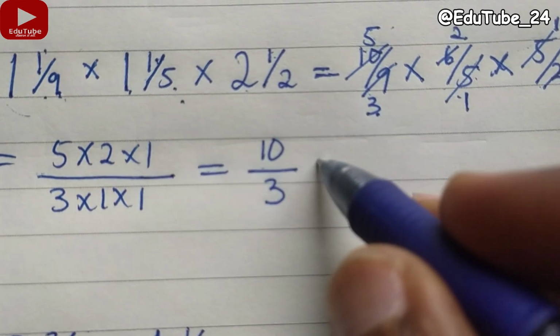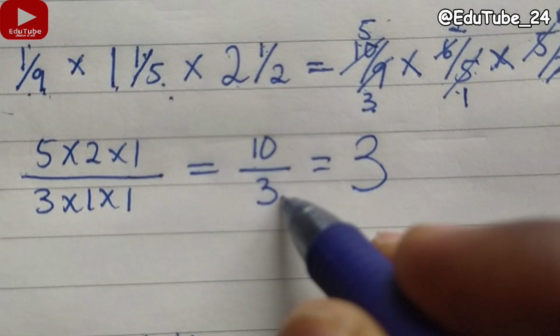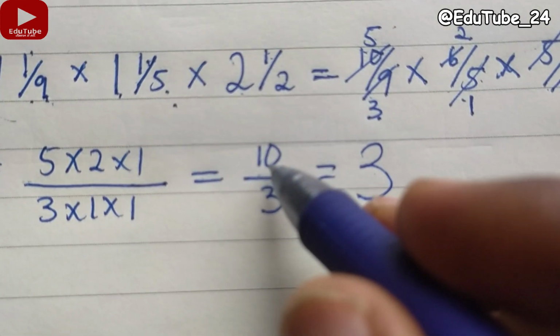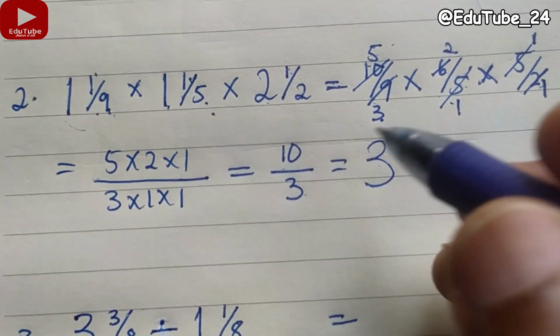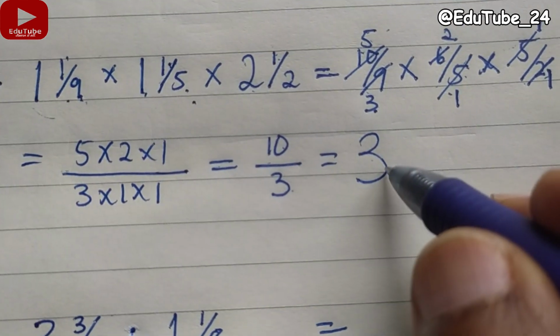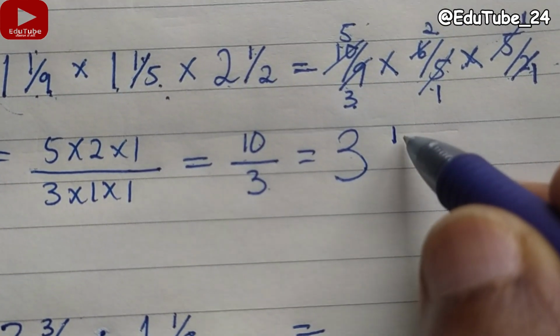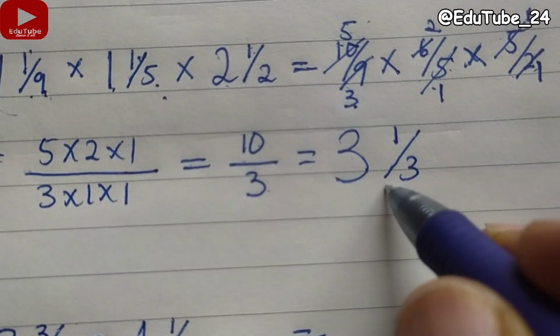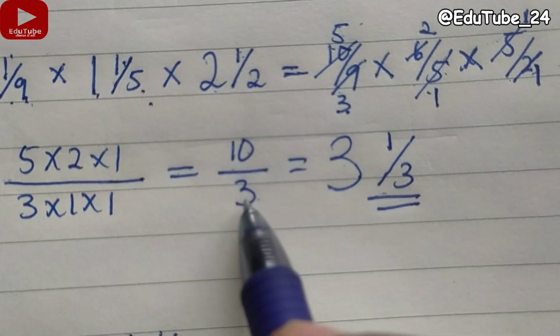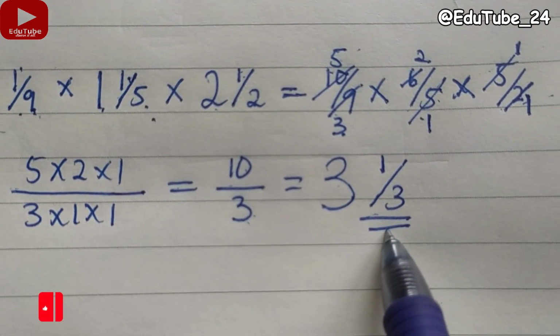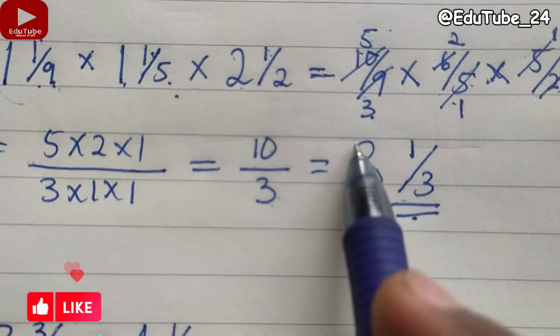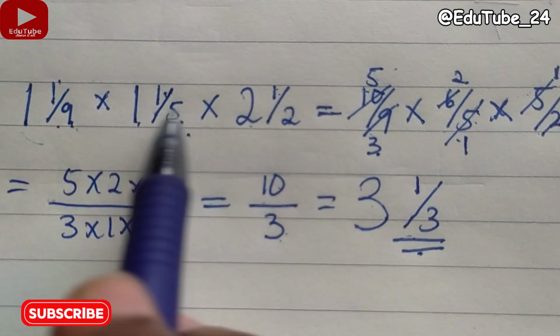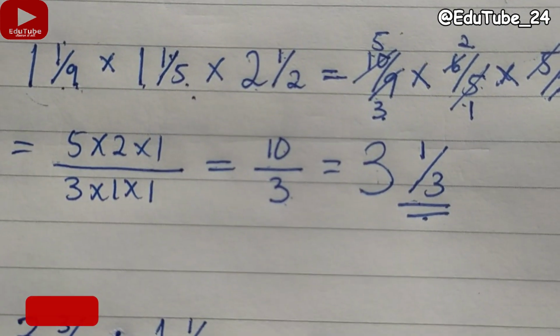3 divides 10, and I will have 3 whole number, because 3 times 3 is 9. And if I take away the 9 from this 10, I'll be left with a remainder of 1. So 3 in 10 is 3 whole number remainder, 1 out of 3. So I've converted the improper fraction to a mixed number. So this is the result of the multiplication of this mixed number, 3 whole number 1 out of 3.